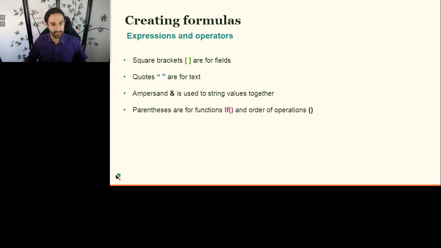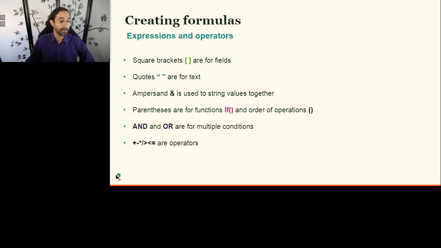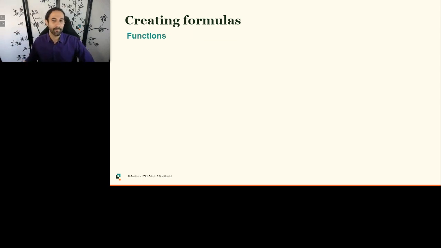Parentheses are for functions such as if or left, right, and for order of operations, the whole PEMDAS, please excuse my dear Aunt Sally, remember that? And, as well as or, are for introducing multiple conditions. Plus, minus, the asterisk for multiplication, the forward slash for divide, greater than, less than, equals to are operators. And two forward slashes is for commenting. So you don't have to remember this all, but we're going to walk through pretty much all of these in our workshop today. And then you have this idea of functions.